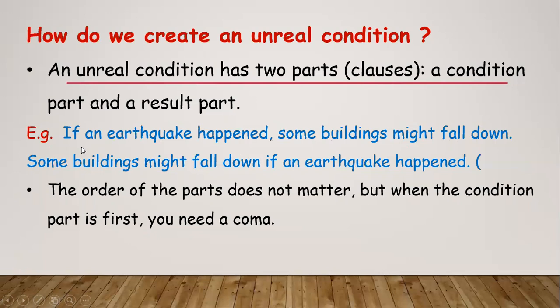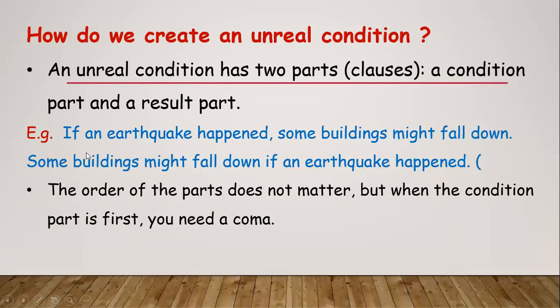What happens, guys? How can I identify what is the condition and what is the result? All the sentences that have if are the conditions, okay? If the sentence has the word if, that is the condition. And the next sentence is the result. It doesn't matter the order of the parts. But when the condition is first, when the if is first, you need to put a comma between the two sentences, okay?